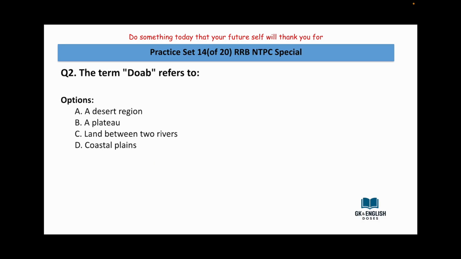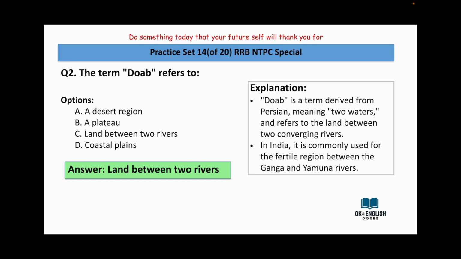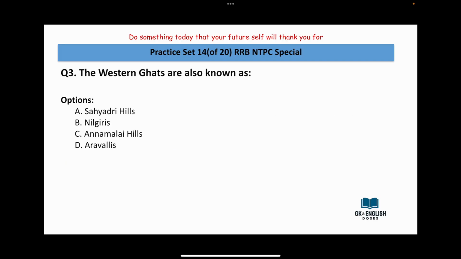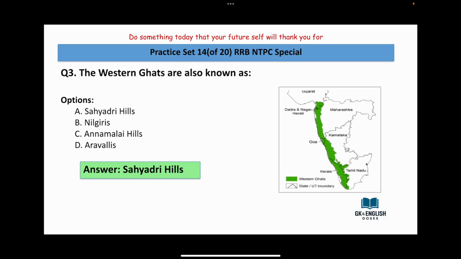The term Doab refers to a desert region, a plateau, land between two rivers, coastal plains. And the answer is land between two rivers. The Doab is a term that is derived from Persian, meaning two waters, and refers to the land between two converging rivers. In India, it is commonly used for the fertile region between the Ganga and Yamuna rivers. The Western Ghats are also known as Sahyadri Hills, Nilgiris, Annamalai Hills, Aravallis, and the answer is Sahyadri Hills.